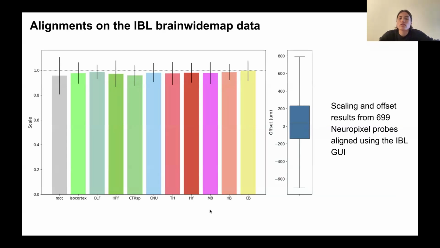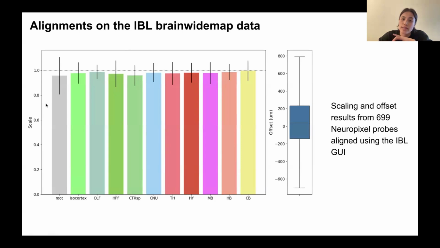So finally, I just wanted to give you an idea of what kind of scaling factors and offsets are expected. Using this tool in the IBL, we actually went through and aligned over 700 different insertions. So thank you to all the experimenters for their work to do that. I've summarized the amount of scaling that we've applied to the different brain regions. Here I've coarsely grouped the brain regions, for example the isocortex, the hippocampus, the thalamus, the hindbrain.